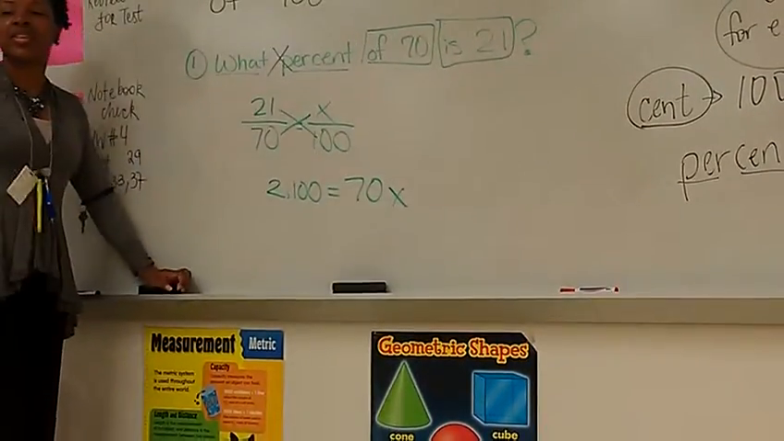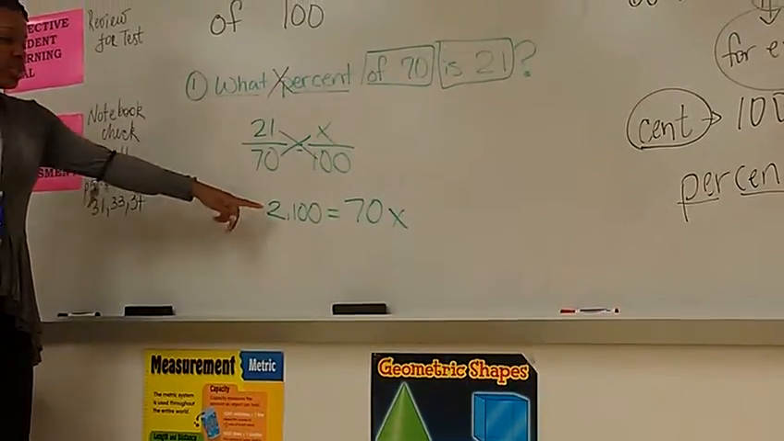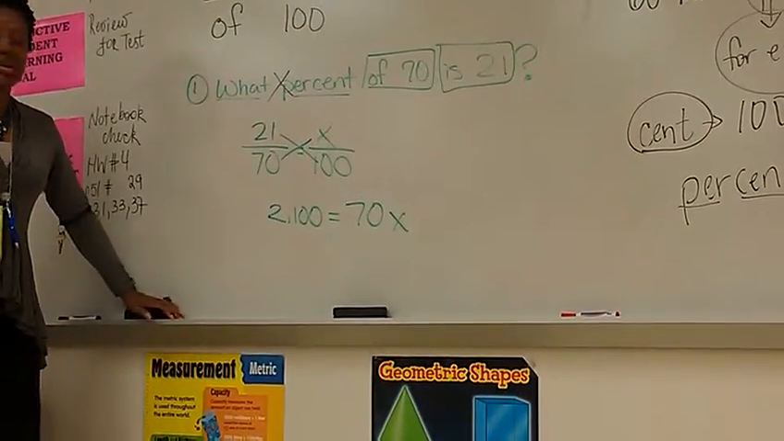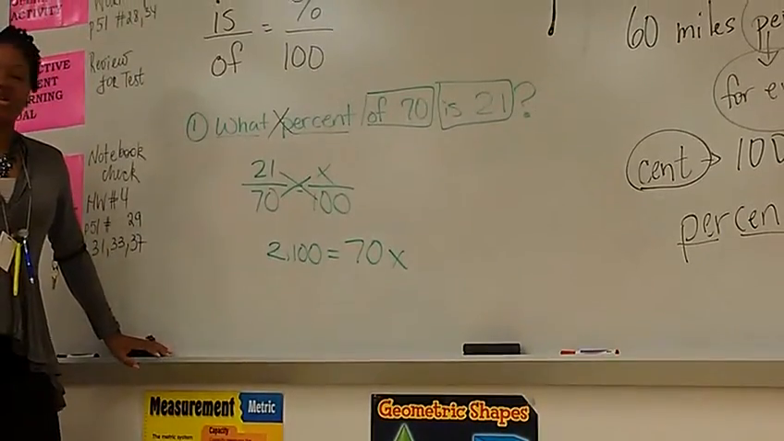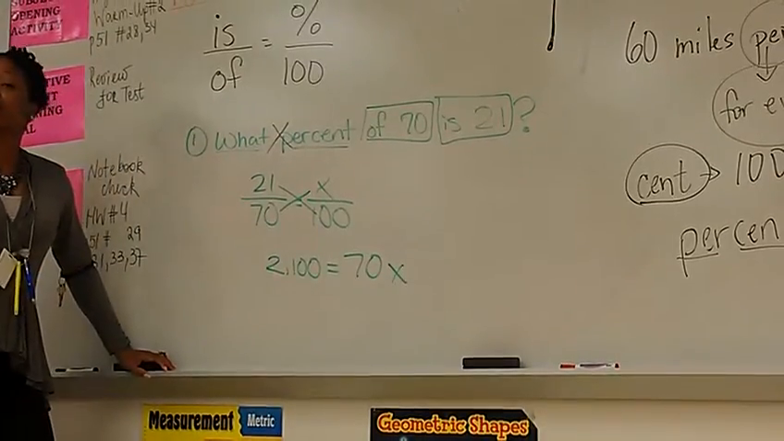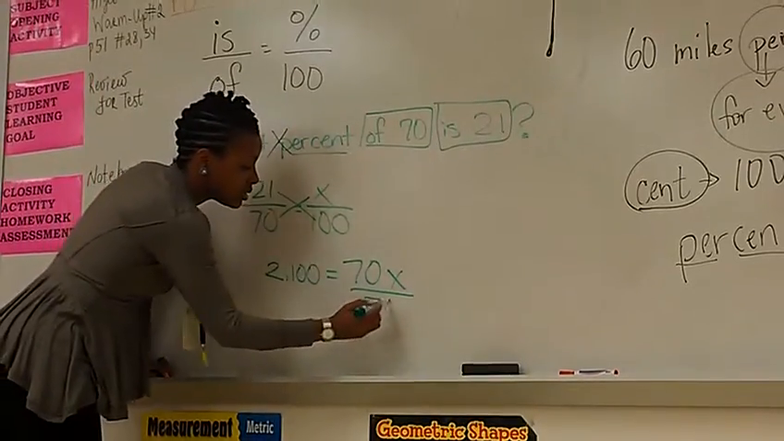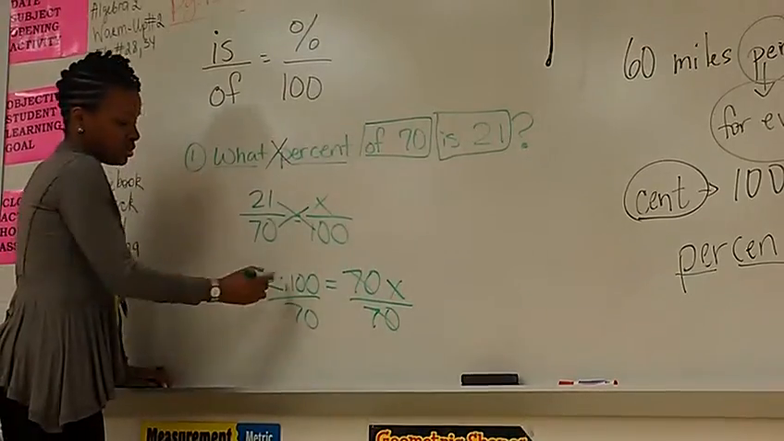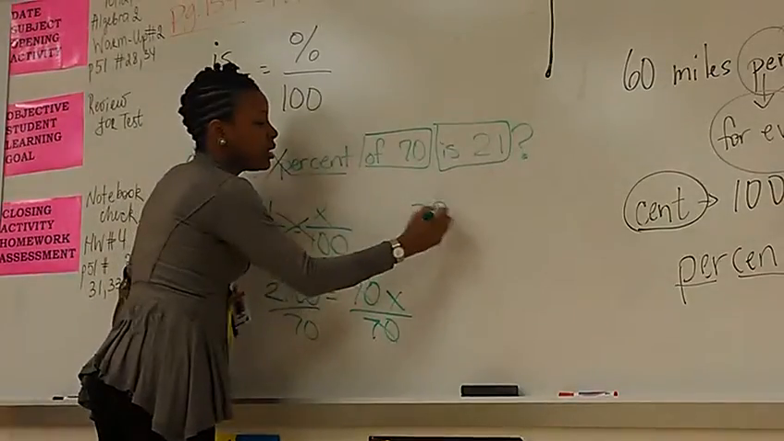Now, like I said, if you feel like writing these three things is too much for you to write, you will have a problem later. You can take your chances now, but I'm trying to give you a heads up. What's my last step? Divide by 70. Divide by 70. And you get 30. Percent. It's 30%, right?